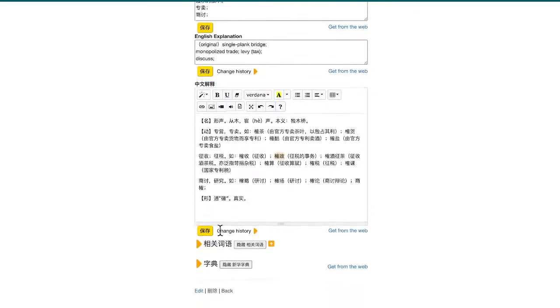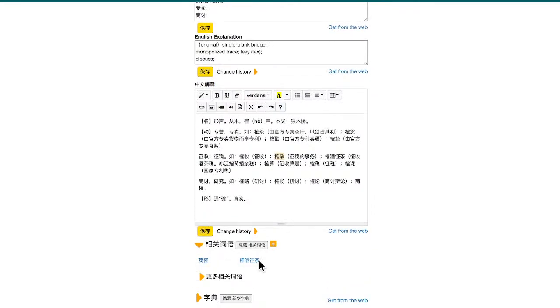And so 商榷. Okay. Now let's take a look at the character itself. You can see that the right hand side is the character 阙. Now this 阙, the right hand side, has the meaning of very, extremely high. So the right hand side is pronounced as 阙.